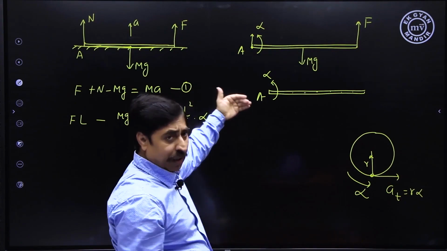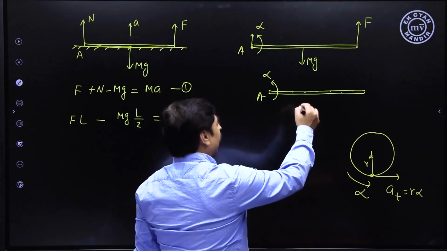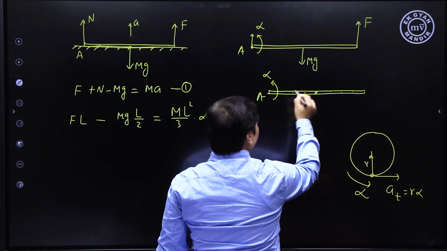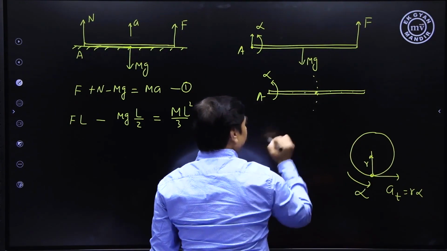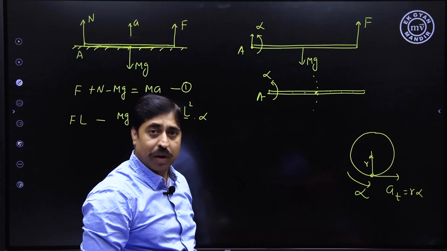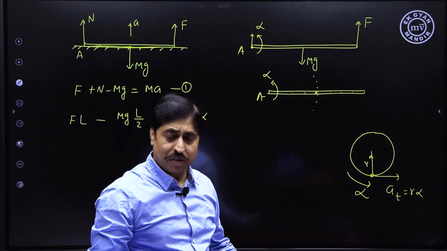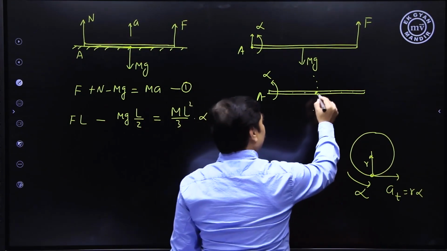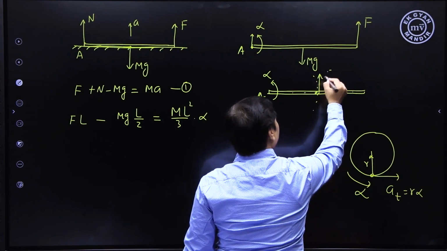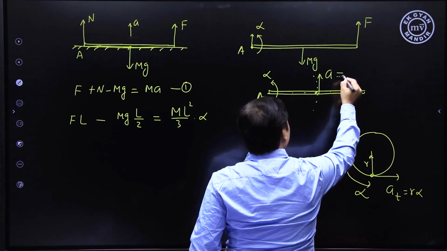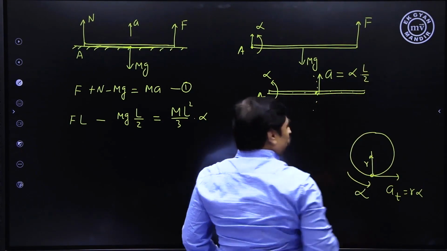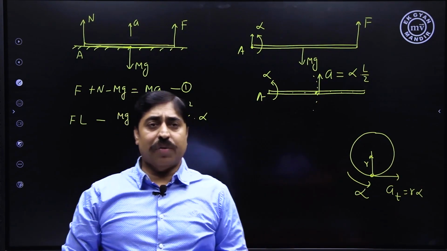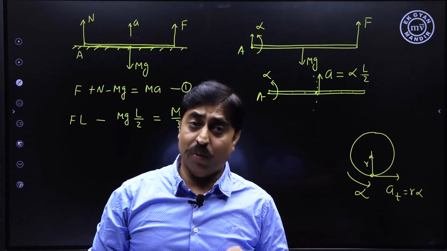So, what about the center of mass right now? The center of mass is a point at a distance of L by 2, so r is L by 2. The center of mass is going to move in a circle of radius L by 2. It is not having any speed right now, so there is no centripetal acceleration, but there will be a tangential acceleration, and this is the acceleration of the center of mass. It will be alpha into r, r meaning L by 2. So, in terms of alpha, the acceleration of the center of mass will be alpha into L by 2.